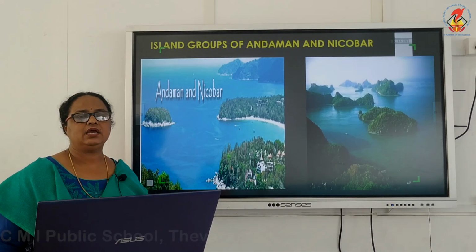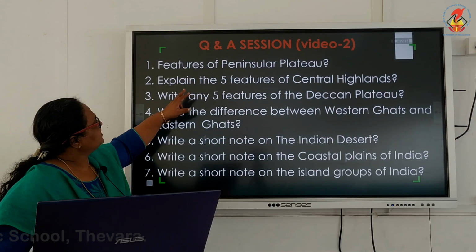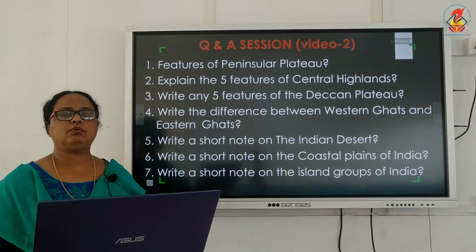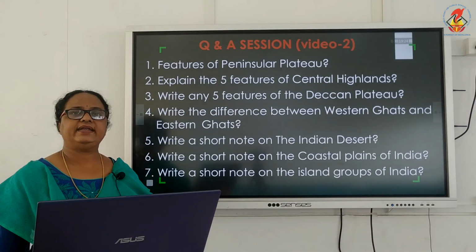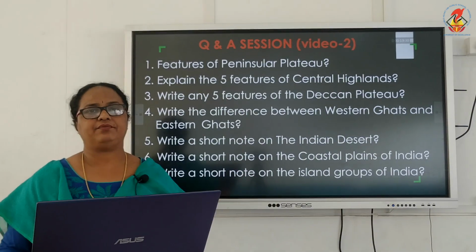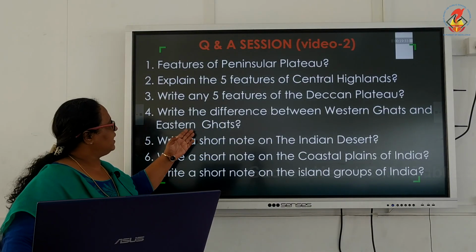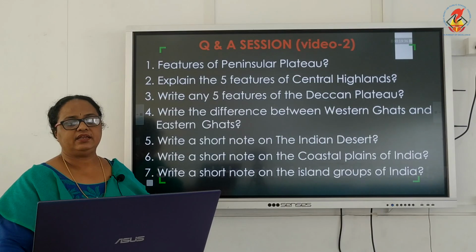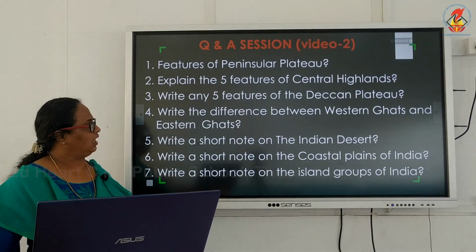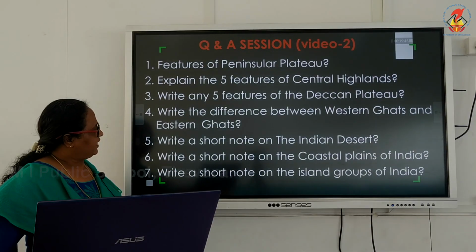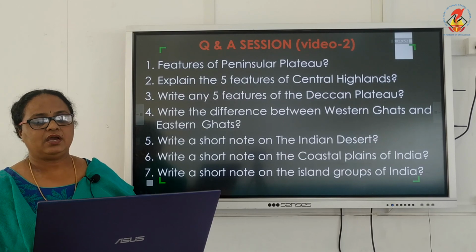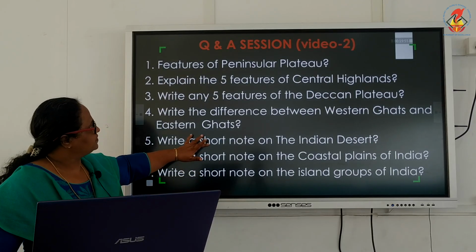The second question is, explain the 5 features of Central Highlands. Third, write any 5 features of the Deccan Plateau. Then, write the difference between Western Ghats and Eastern Ghats. Then, write a short note on the Indian desert or the Thar desert. Then, write a short note on the coastal plains of India. Then, a short note on the island groups.